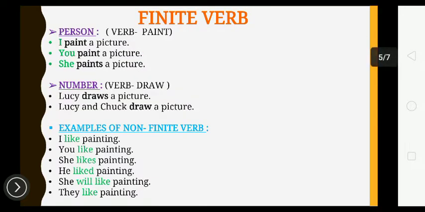Now moving to the next, talking about the person. I paint a picture, you paint a picture, she paints a picture. So here what is our verb? The verb we have taken is paint. When we are talking about the first person, paint remains paint. I paint a picture. But when we are talking about the third person, she, it becomes paints. So it means that it is changing according to the person. So this is a finite verb.